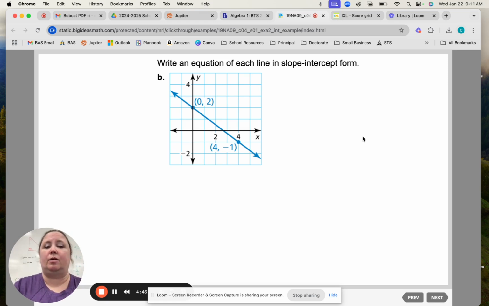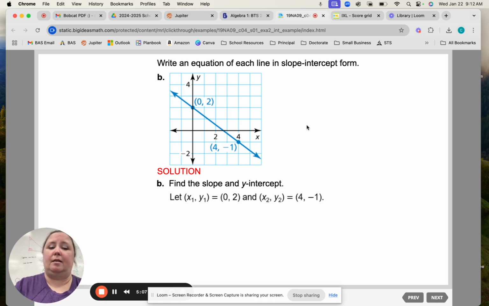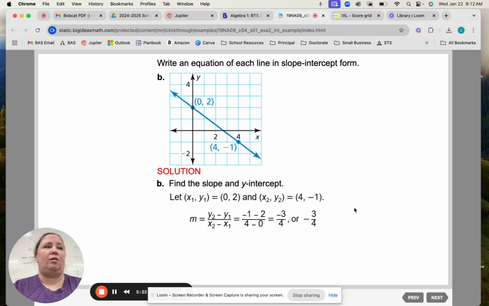So looking at this, what is our y-intercept? +2. And can you find the slope? Yes, you can either count it. What do we notice about this slope? It's negative. It's a negative slope because it's falling from left to right. Okay, so y2 minus y1 over x2 minus x1. They just picked the 2 points. Negative 1 minus 2 over 4 minus 0. So you get negative 3 over 4.